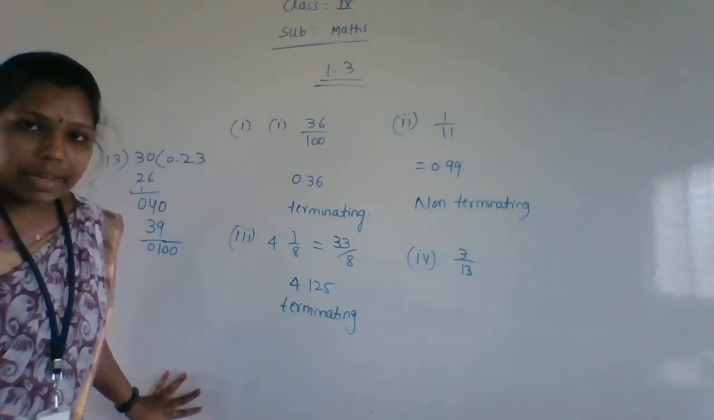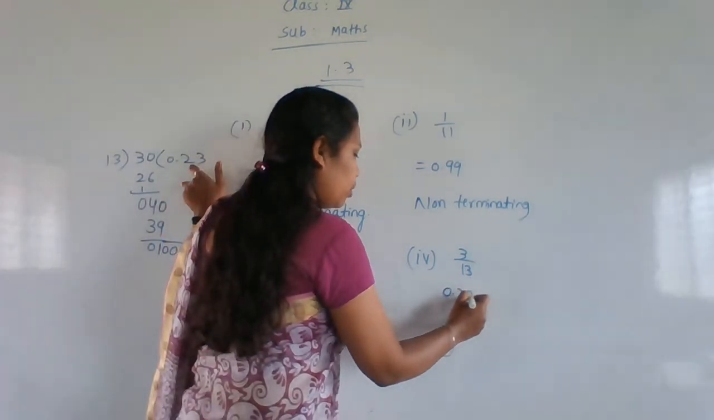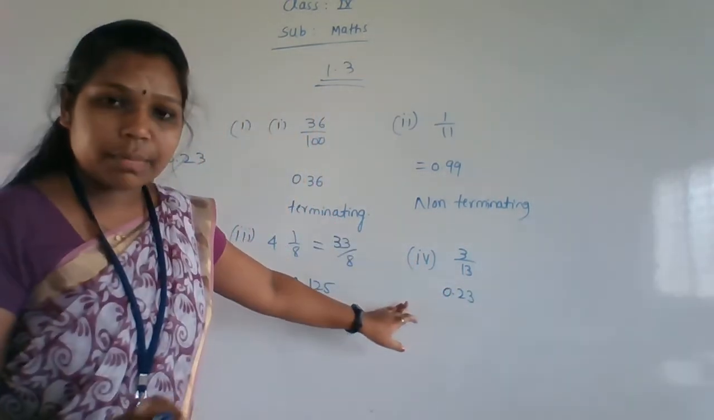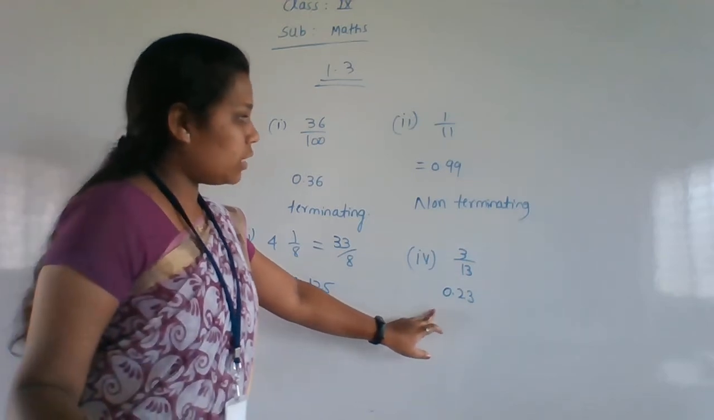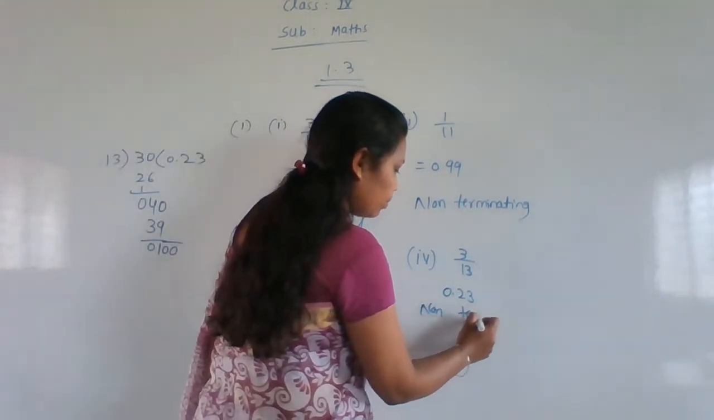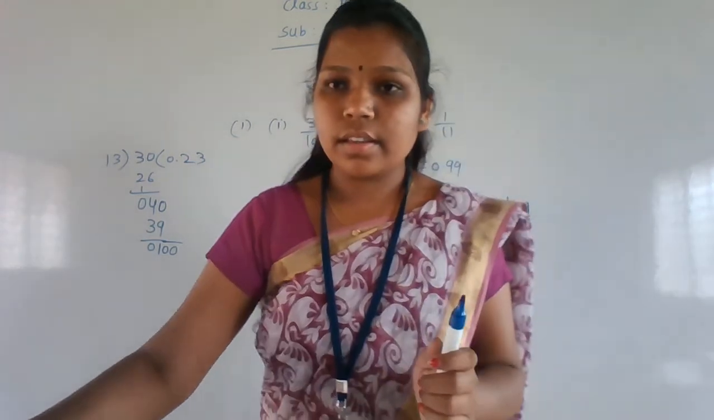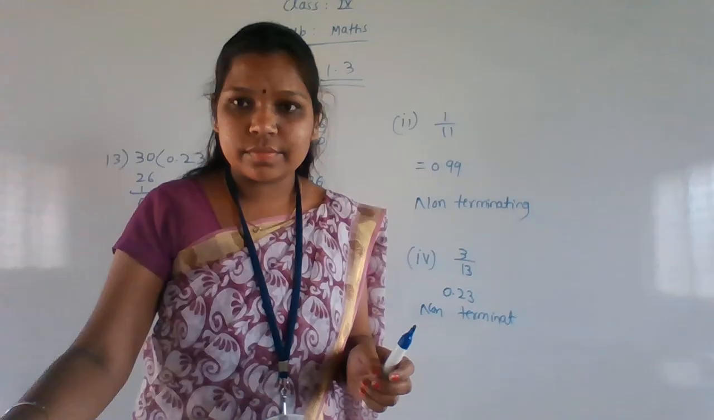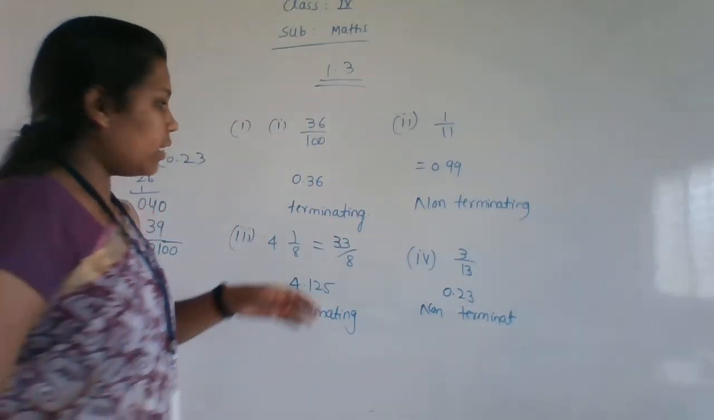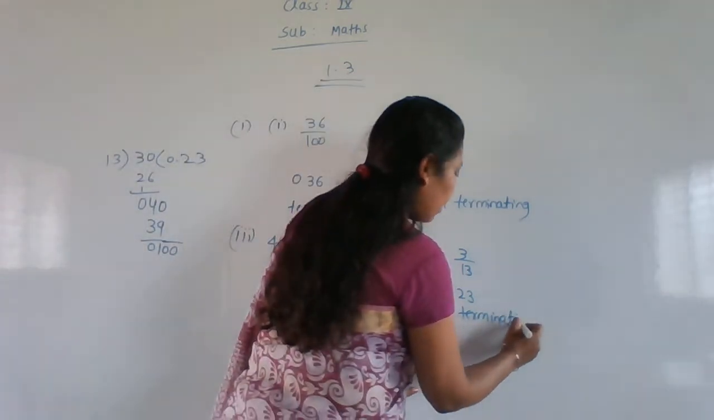The remainder never becomes 0. So what is the decimal expansion here? It is 0.23 and so on. Is it terminating or non-terminating? Of course it is non-terminating. So 3 by 13 is also a non-terminating value.